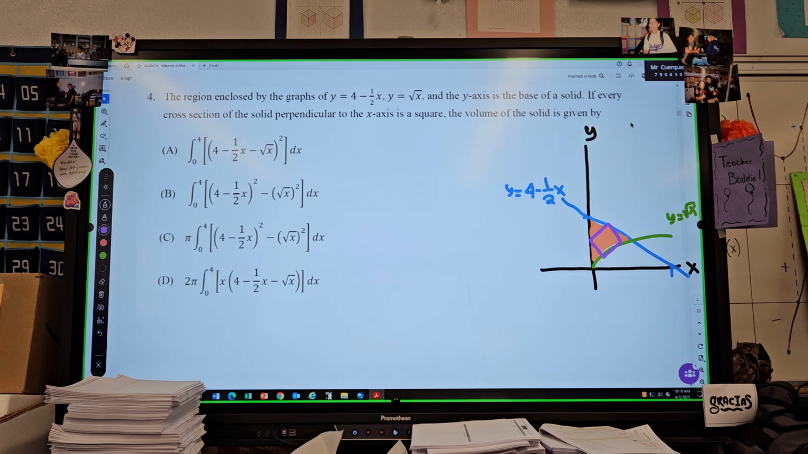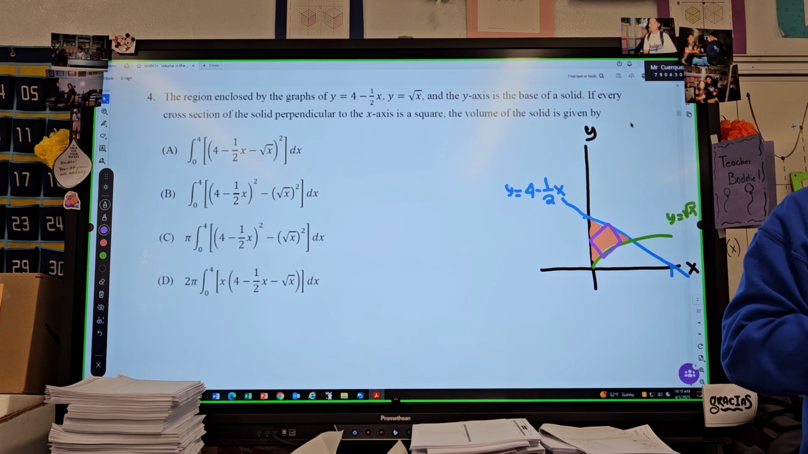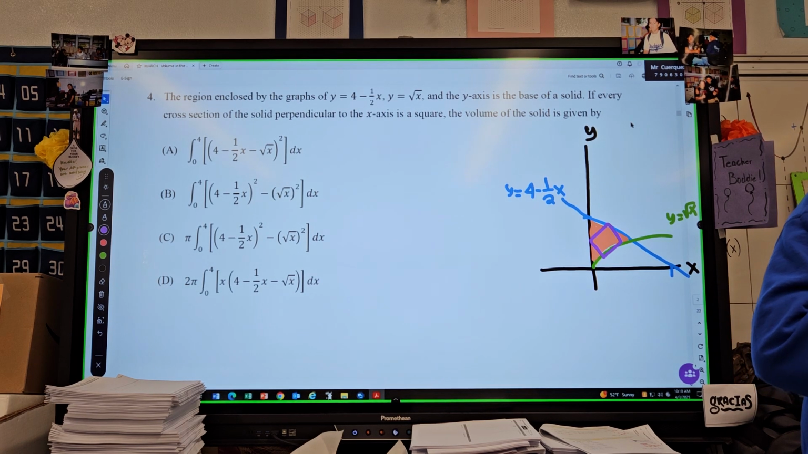So this square consists of how many curves? The green and the blue curves, right? But you're going to identify which of these curves is upper and which of these curves is lower.